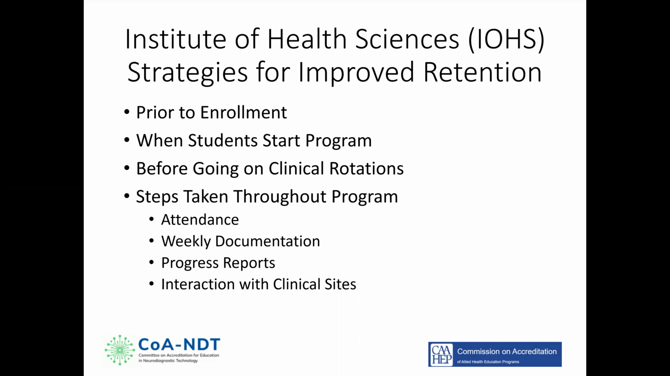We also have weekly documentation. When they are at their clinical sites, there's a form that has to be filled out weekly. They're evaluated on a weekly basis. In addition, we do progress reports at the mid-quarter point. So at 6 weeks, they get a progress report. And if they have any grades below 70%, then they're required to go through what we call our SAP, our Student Academic Progress Plan. And it's an inclusive process. It's with the faculty member, me, the program director, and the student. And a plan is developed for them to be able to succeed over the next 6 weeks and bring their grades up to passing.